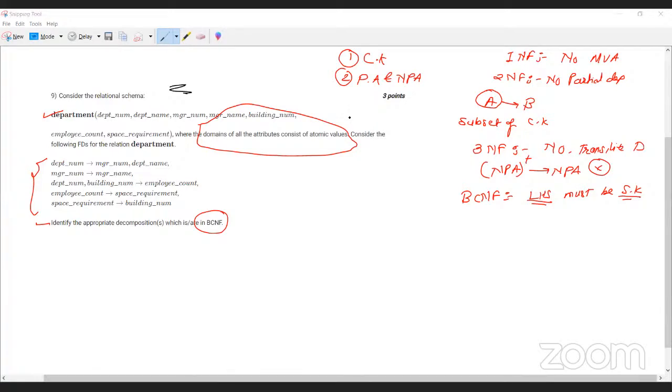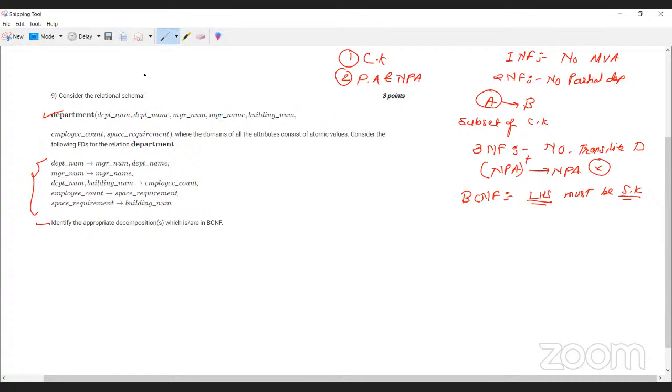Anyone? What is the candidate key here? Okay, let us solve this question first. Shall I solve it now, or in week 6 we can do that? So can you please solve it now? Okay, how many students? 115 participants. Okay, yeah. So let us find out the candidate key first.